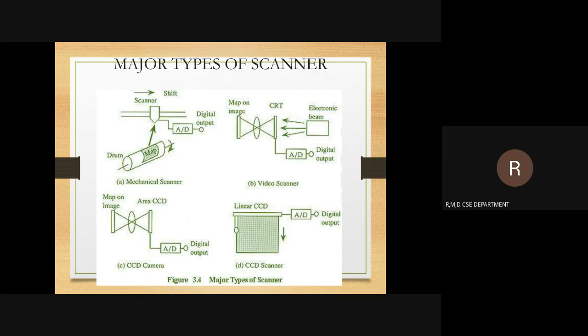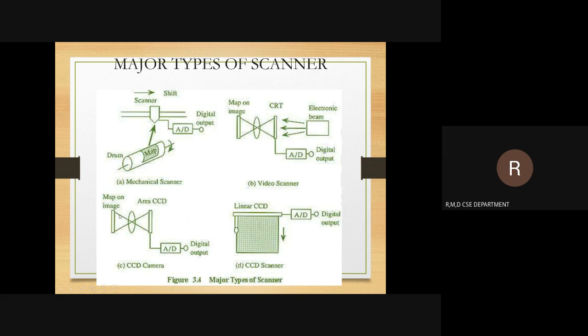This is a mechanical scanner. You have the analog to digital conversion covered, and you have the drum, and you get the digital output. The second one has a map on the image CRT. An electronic beam will be there, and the digital output will be there. So the map on the image is captured by the CCD camera here. The CCD camera.